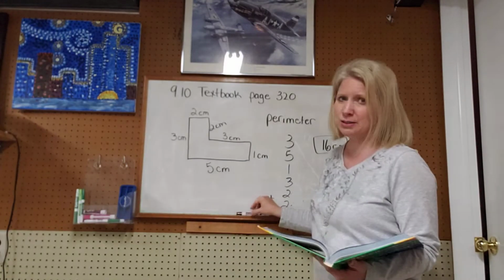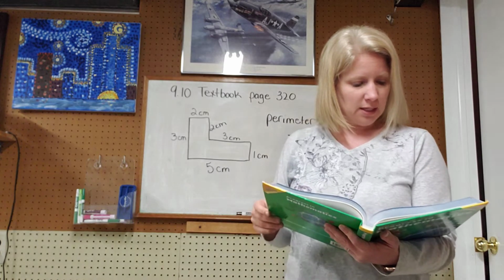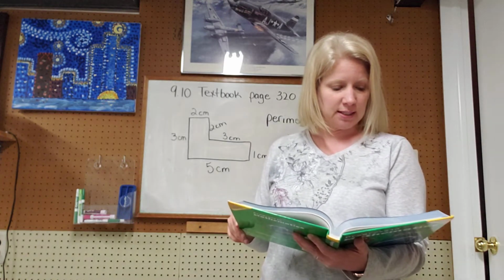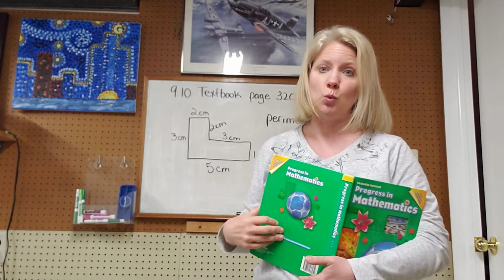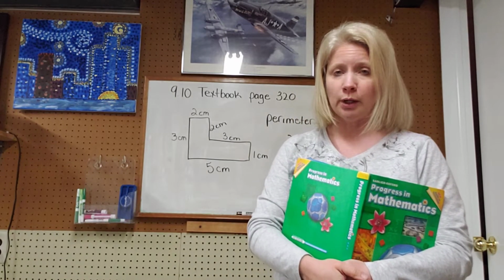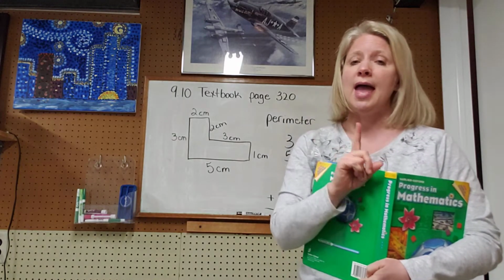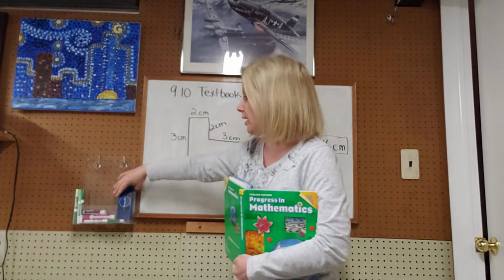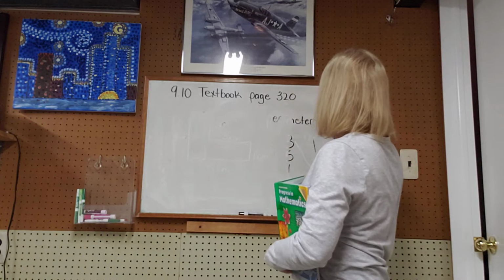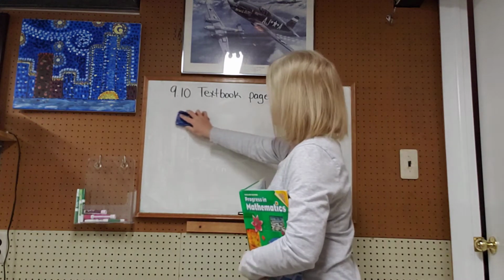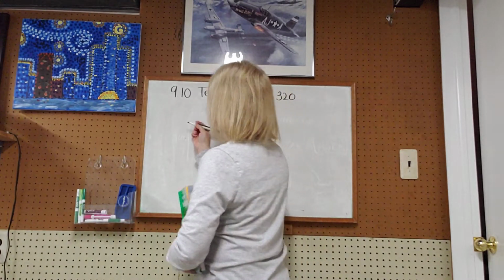Okay, so the next part in your textbook, starting on number 1, it says estimate the perimeter, and then it says use a centimeter ruler to find the perimeter. I just want you to be able to measure it. If you don't have a ruler, then you can estimate. But if you do have a ruler in your house, I want you to measure it. And I'm going to show you how to measure it. Okay? So let me erase this, and we'll write down number 1. Number 1 is just a rectangle.